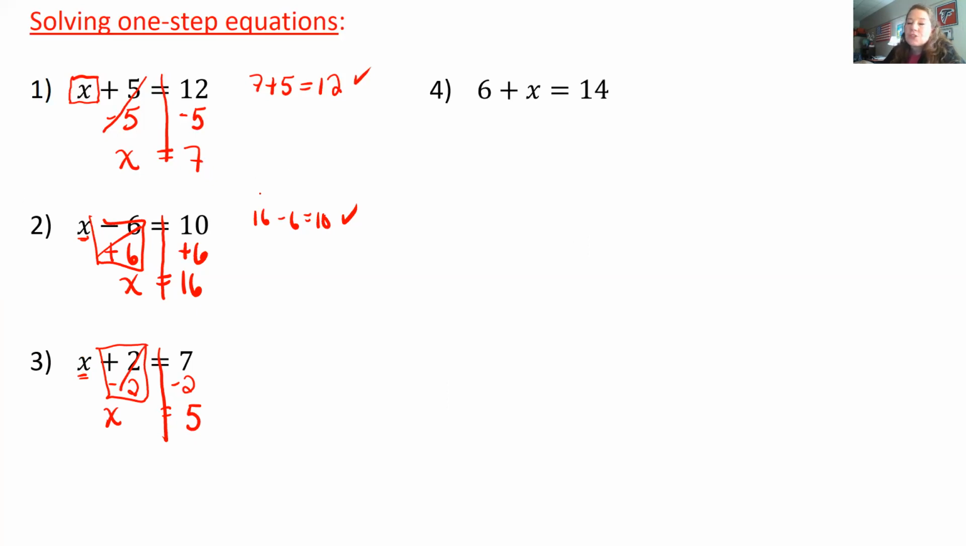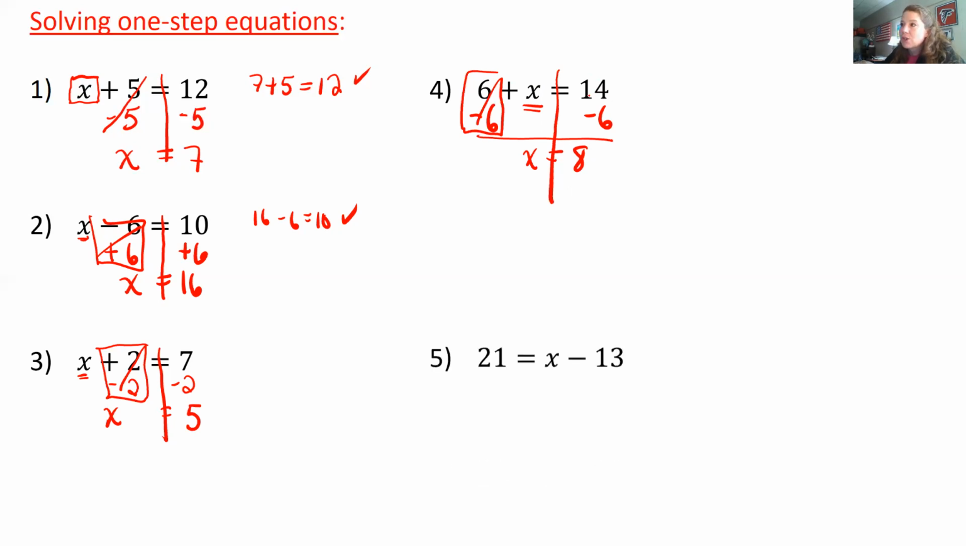Number 4, find your variable. So here's our variable right there. What is on the side with the variable? A positive 6. So how do we get a positive 6 down to 0? We would subtract 6. So we want to cancel out a positive 6. The only way to do that is to subtract 6 from both sides. Always bring down that sign. So now this is 0, gone. Bring down my x, bring down my equal sign, and 14 minus 6 is 8. If I plug 8 back into x, 6 plus 8 is 14. So I know my answer is correct.